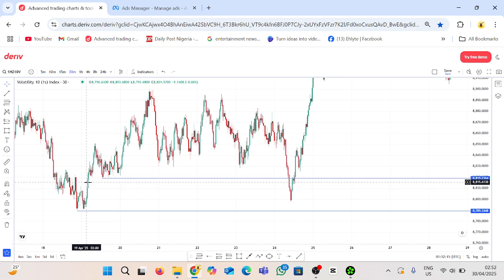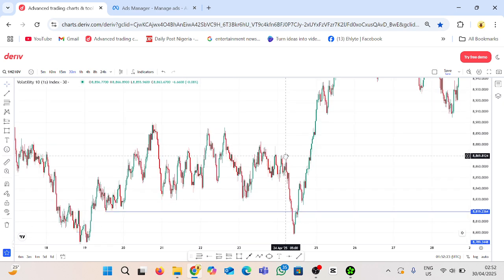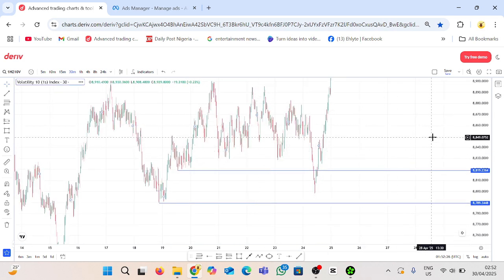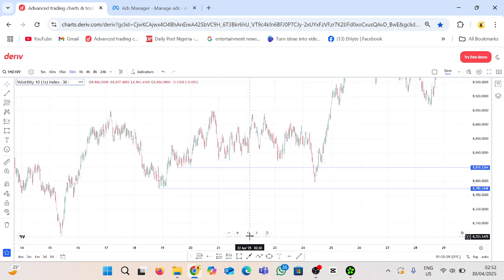Structural liquidity is always used for what? For continuation. After price takes out the structural liquidity, it continues to the opposite direction. I believe you can see this very, very clearly.